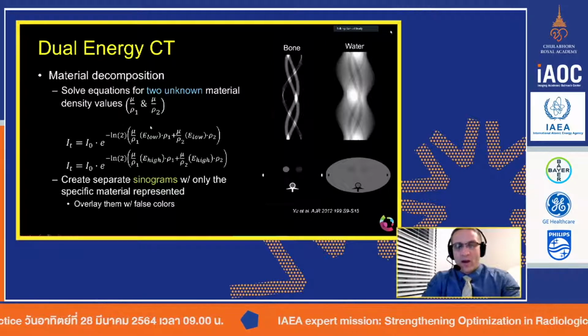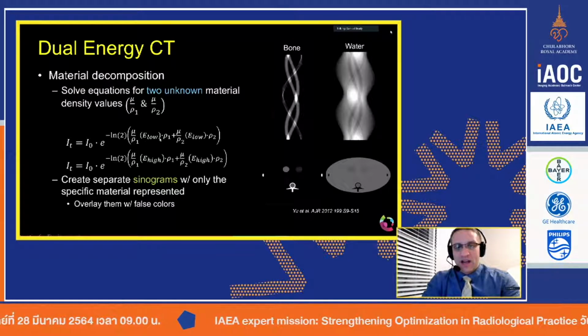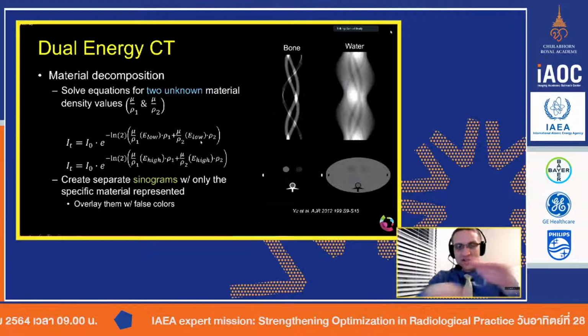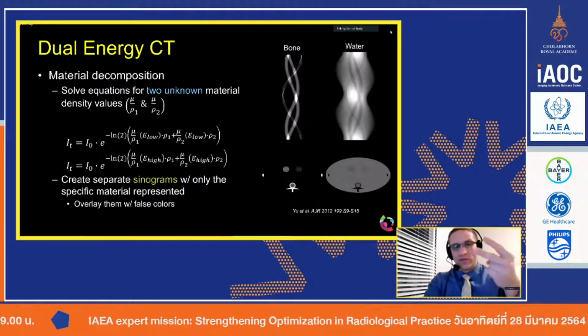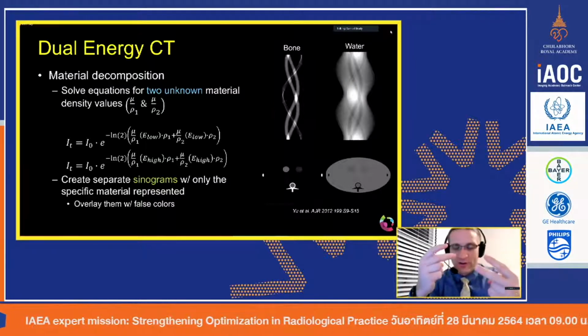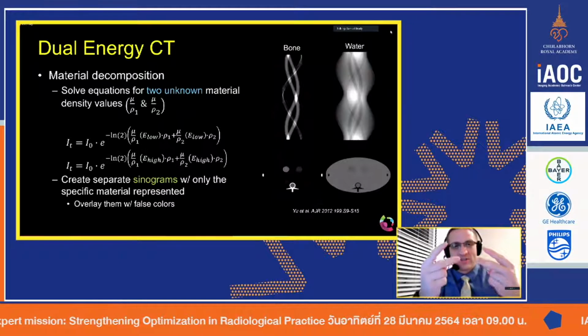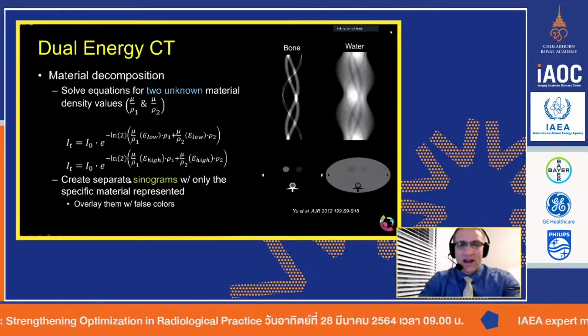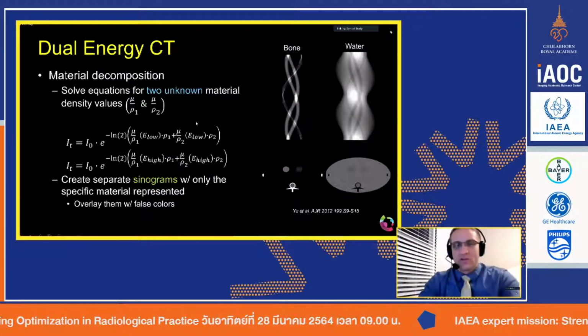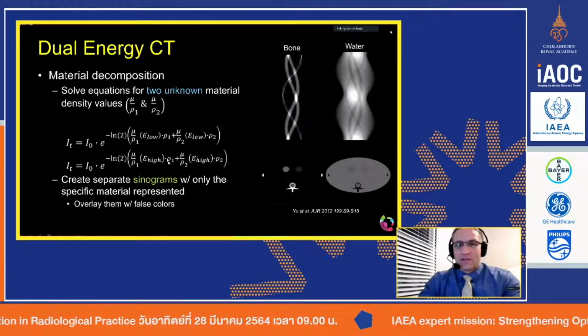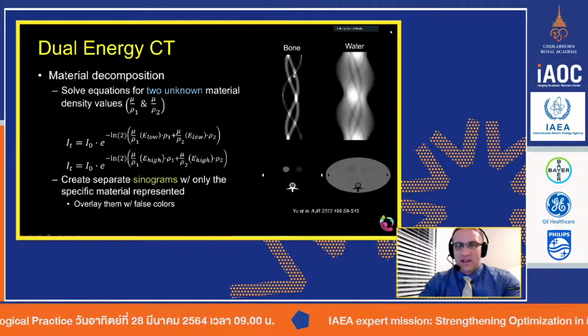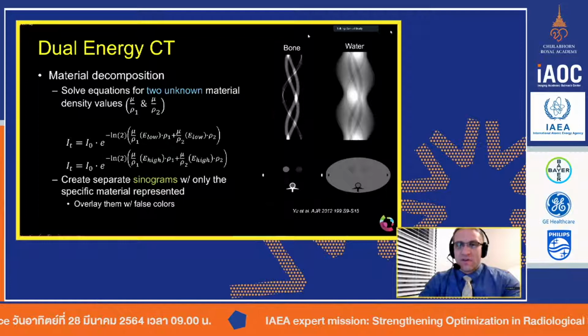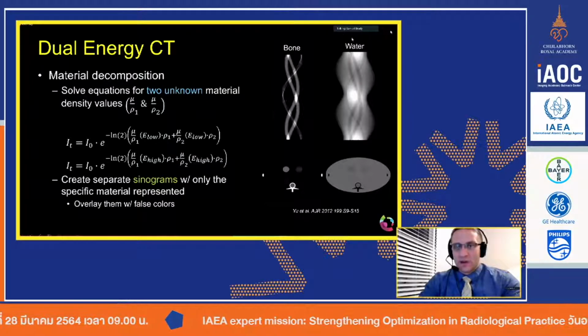And we've measured them at a low energy and a high energy. So we have two equations. If you have two unknowns, you need, as you may recall from mathematics, two equations. And so we have that. Now we can solve these equations for every voxel in our body, and we could create sinograms specific for those materials that we're interested in understanding.